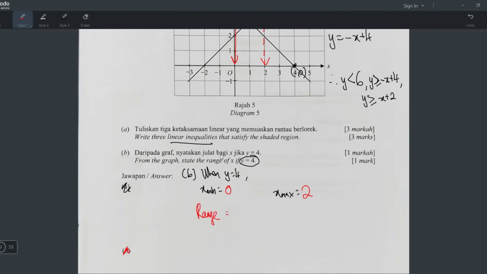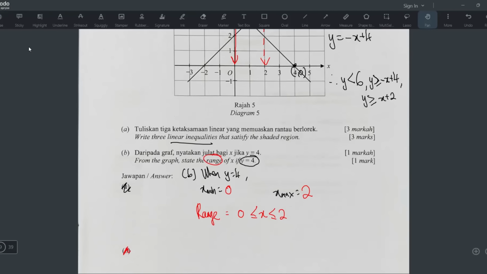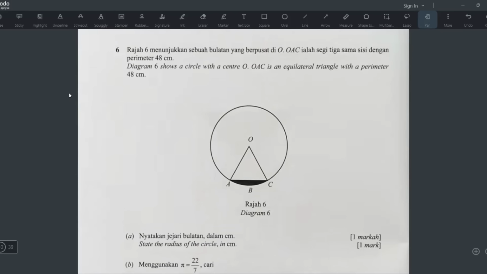Range equals x in between, and then for here you have to write the minimum. Here you have to write the maximum. The small number always right here, the big number right here. That is why just now I said when the soalan asks for range of x, you have to find minimum and maximum. This is why lah, because you want to write in this format. So the range of x is x between 0 and 2. Okay, that's all. Hope you understand.